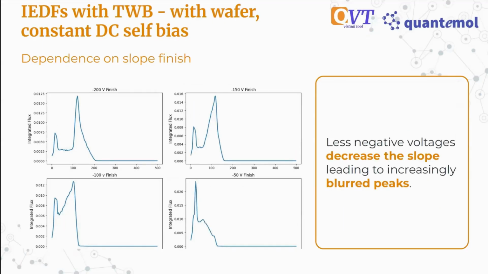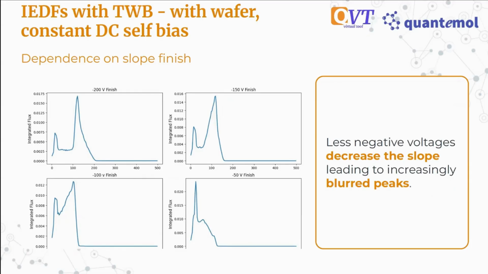One thing, two things I still like to show is what happens if we change the slope finish. We keep the same waveform and the same amplitude of the positive phase, we go to 0, but we change the voltage where the slope finishes. Again, this has an effect on the shape.